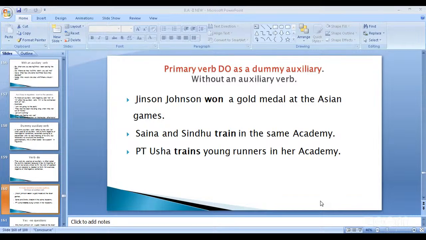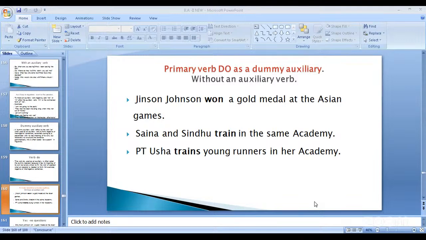Now let me tell you, the word auxiliary means something that provides supplementary or additional help and support, right? So let us take do as a dummy auxiliary verb. It is a dummy verb and it is only used in the context of forming negative sentences or questions. For example, if I have to frame questions, I don't see any auxiliary verb here in these examples, like Jinson Johnson won a gold medal at the Asian Games. If you look at the verb, there is no auxiliary verb preceding this verb.